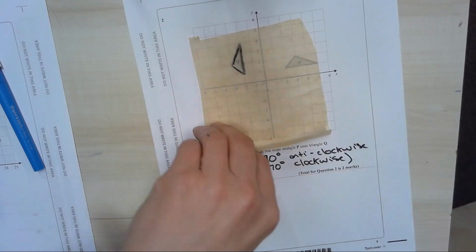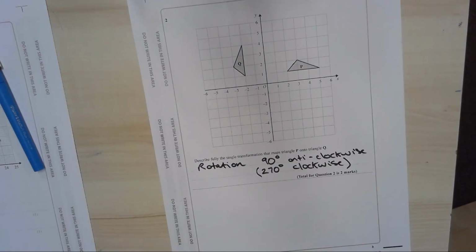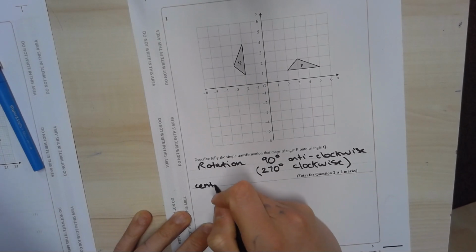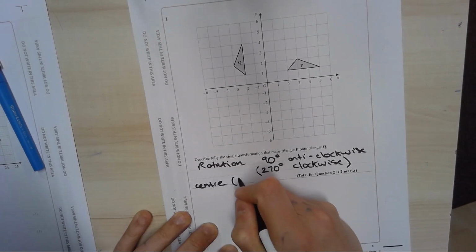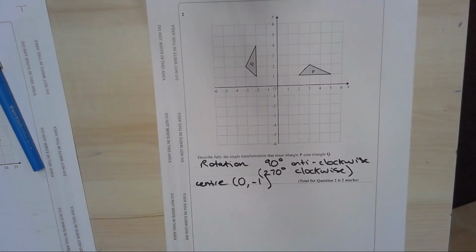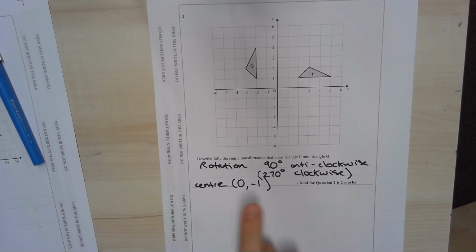So, it's 90 degrees anti-clockwise or 270 degrees clockwise. Center, and that center was 0, -1. Okay, 0, -1. For 2 marks, we need to see everything here, absolutely everything. But for 1 mark, you can name 2 of those things. Okay, you can name 2 of those things.